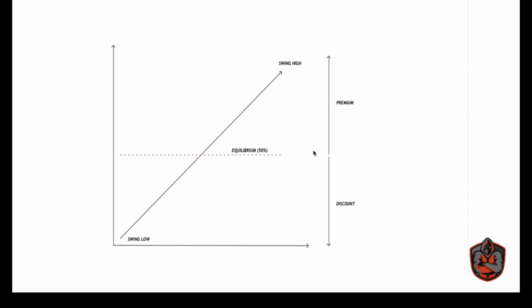Now, an example of understanding this, right? Say this is the low of a price range, and this is the high of a price range. The midpoint would be your equilibrium, right? It is literally 50% of that price range. Anything above that is classified as premium, and anything below that is classified as a discount, right?